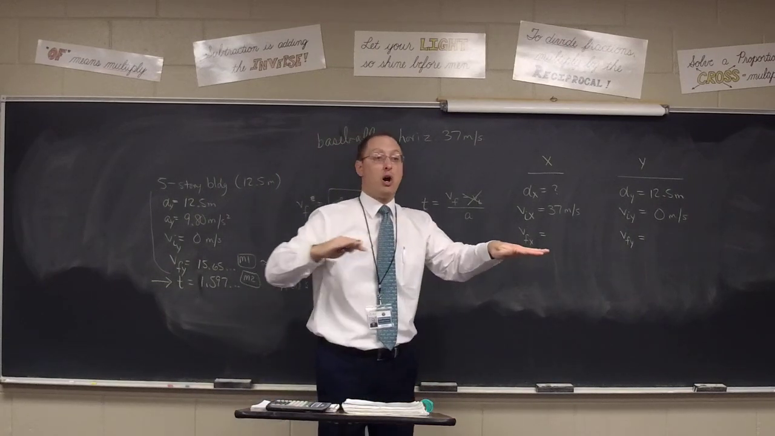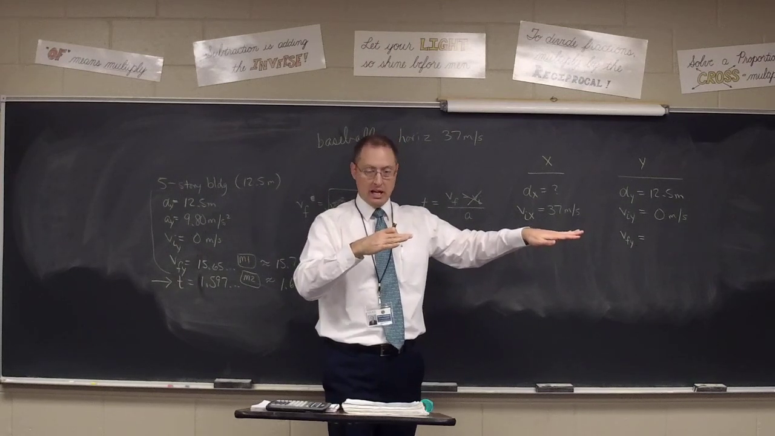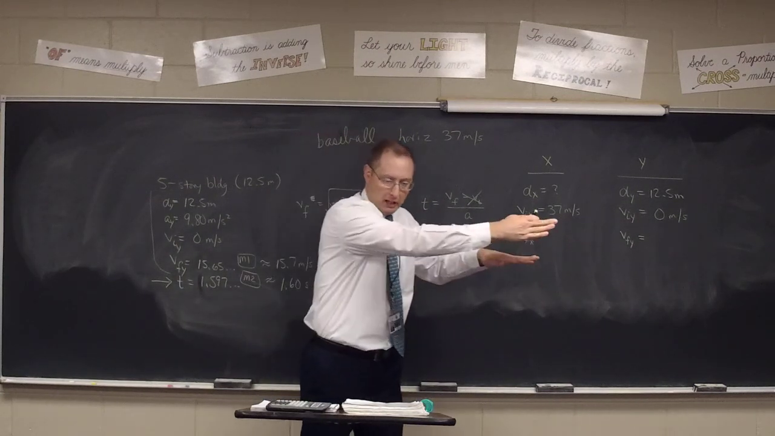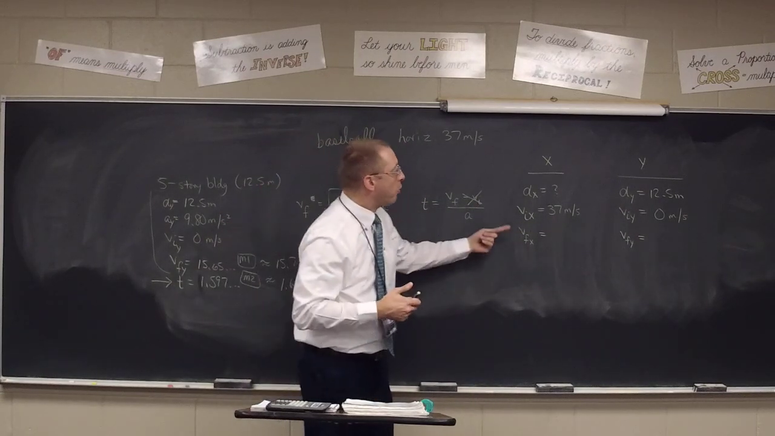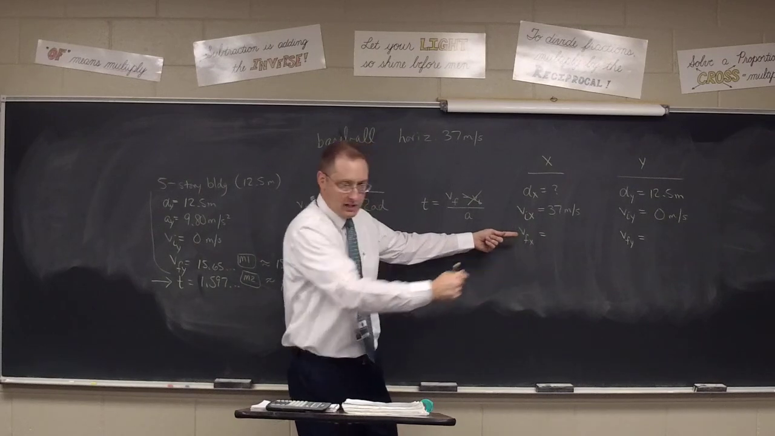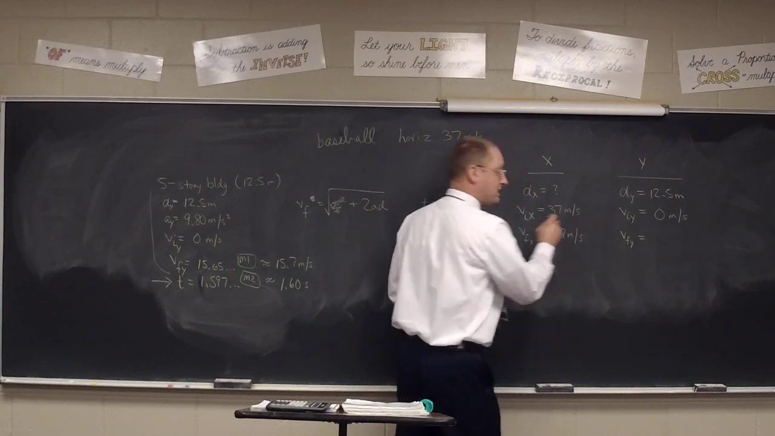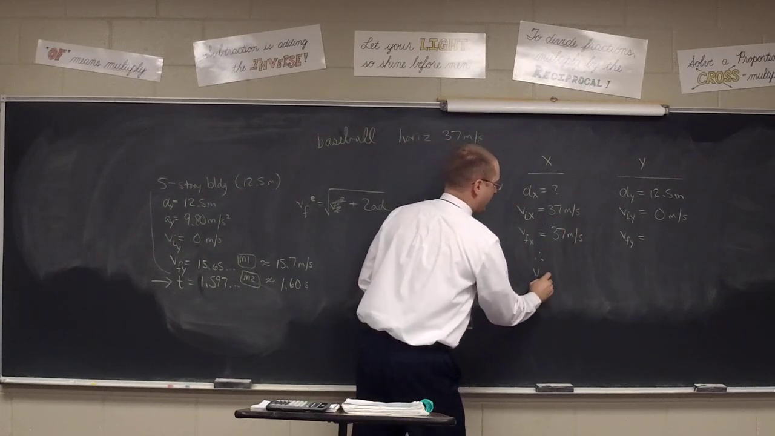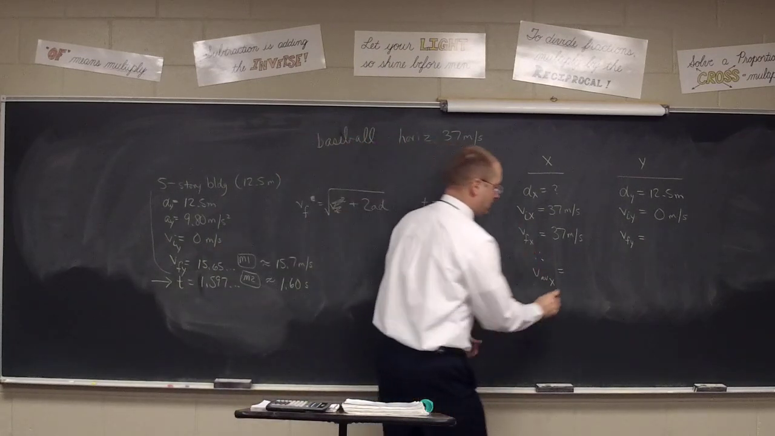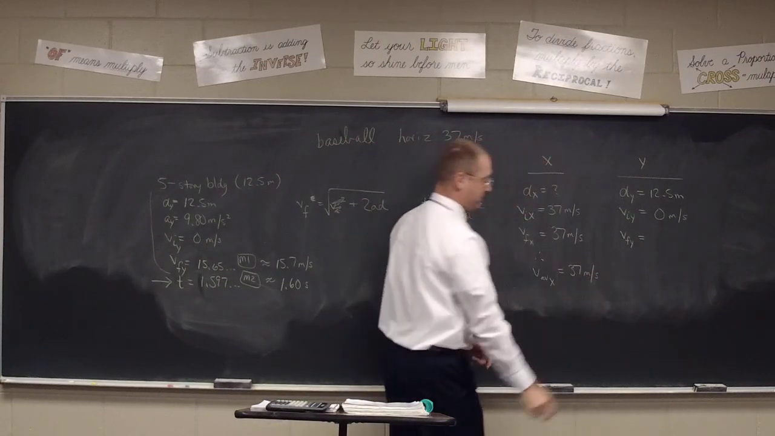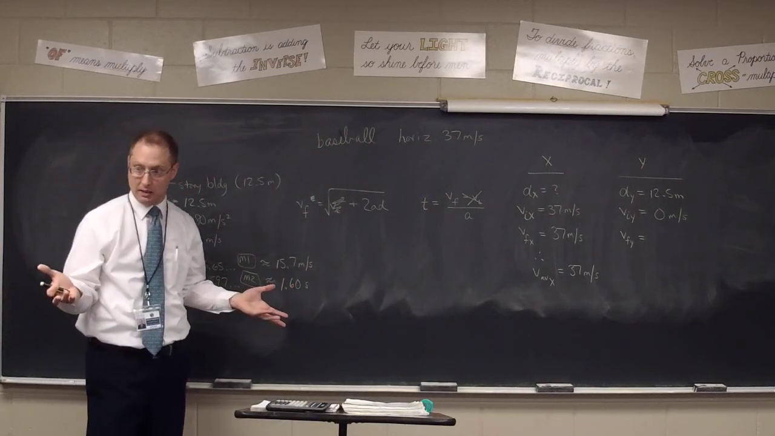Is there anything to speed the ball up? No, once it leaves the hand, there's nothing to propel it forward, right? It's not like a missile or something that continues to propel itself. So if there's no air resistance to slow it down and there's nothing that can speed it up, what will the horizontal final velocity be? 37. Still 37 meters per second. Does that make sense? Which means, by the way, that the average velocity in the x, the horizontal movement, will be 37 meters per second, right? If the initial and the final are both 37, the average is 37, we could say.